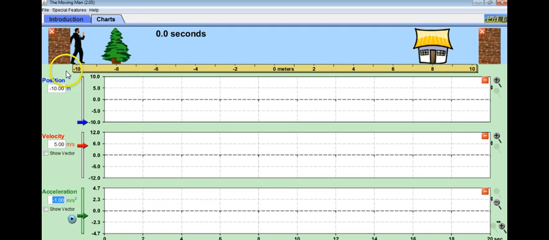Now let's take a look at this scenario. I start the man again at -10 meters, but with an initial velocity of 5 meters per second.